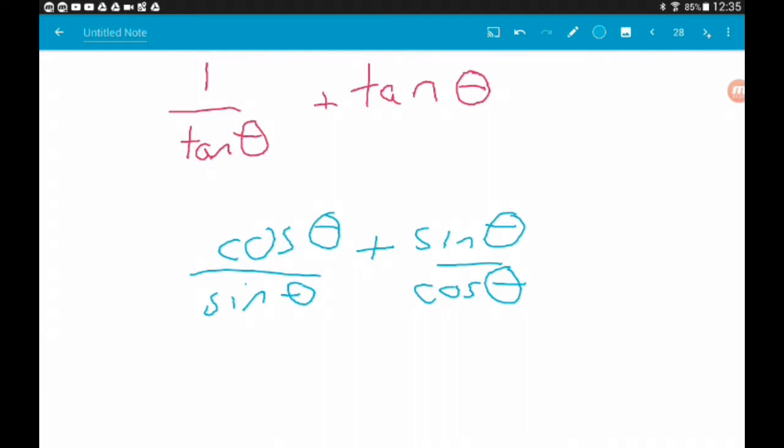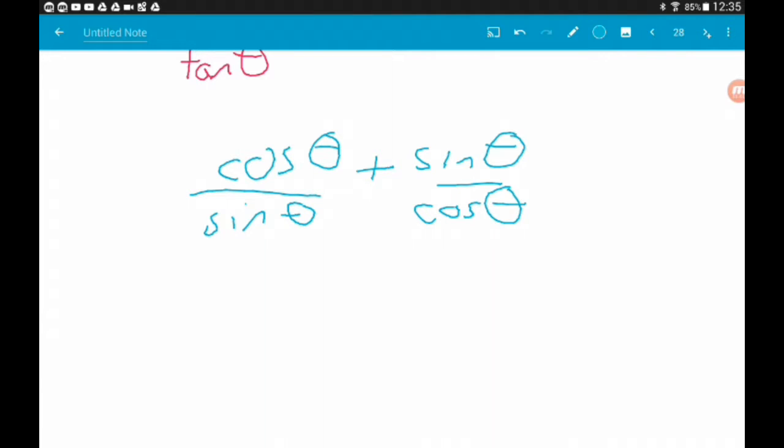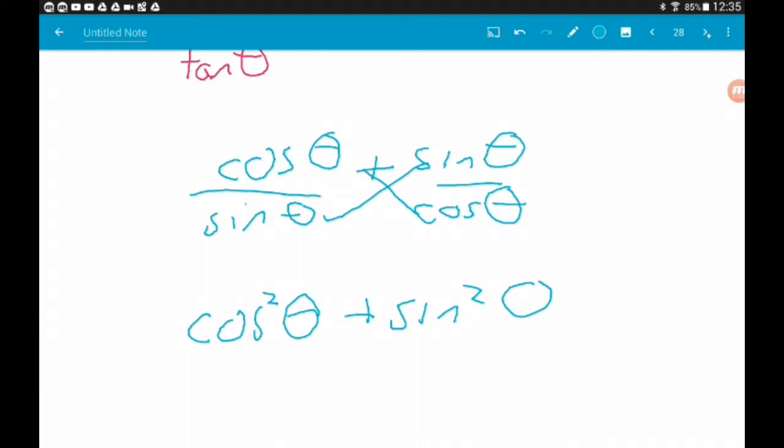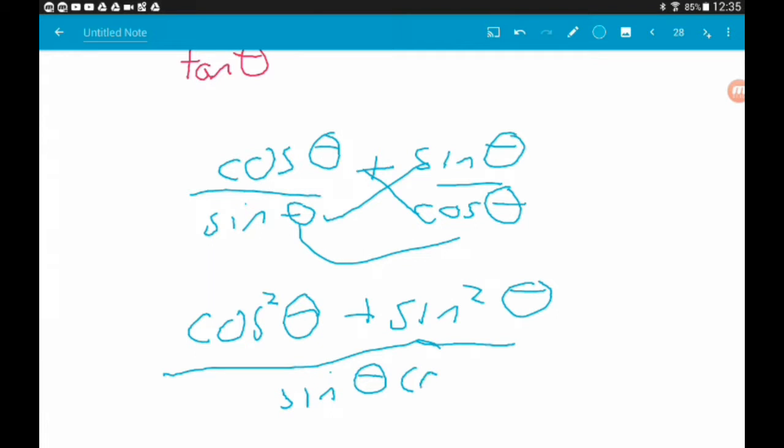Now to add together fractions like that, I would use the cross multiplication method. So I would do bottom of the second times top of the first, so cos squared theta, plus bottom of the first times top of the second, sine times sine, sine squared theta, and then that's all over the two bottoms multiplied together. So sine theta cos theta.